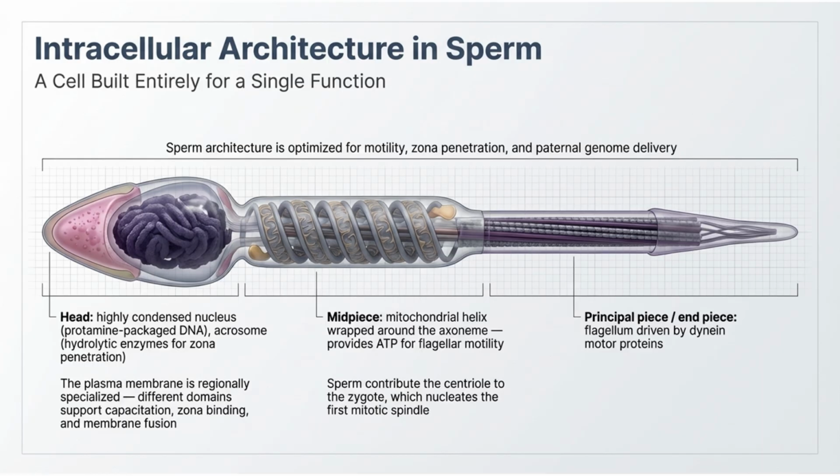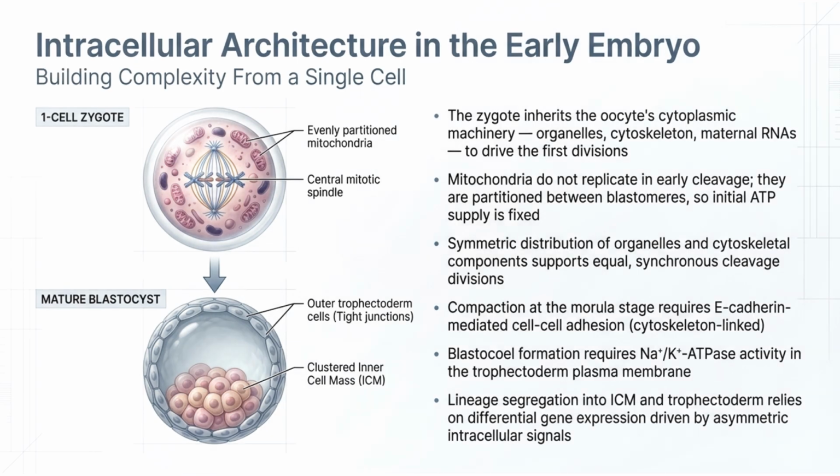Having examined the oocyte and sperm as individual cells, let's follow what happens when they unite and consider the intracellular architecture of the early embryo that emerges. The moment of fertilization marks a profound transition. The oocyte's carefully organized cytoplasmic machinery now becomes the operational environment of the zygote, and then of each successive generation of blastomeres. Understanding what the early embryo inherits and what it must generate for itself is fundamental to interpreting embryo development and predicting competence.